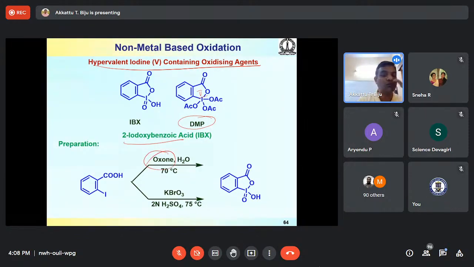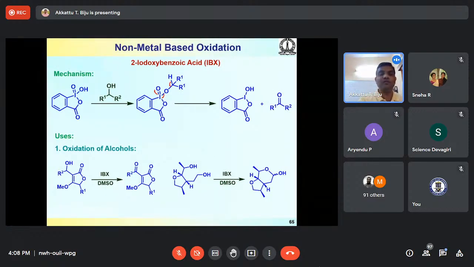such as oxone or potassium bromate. One can easily oxidize this iodine(-1) source to the +5 oxidation state in the presence of an oxidant to prepare this intermediate IBX reagent. And once you have this, the IBX is a very famous oxidant for oxidation of alcohols, from primary or secondary alcohol to convert it into aldehyde or ketone.